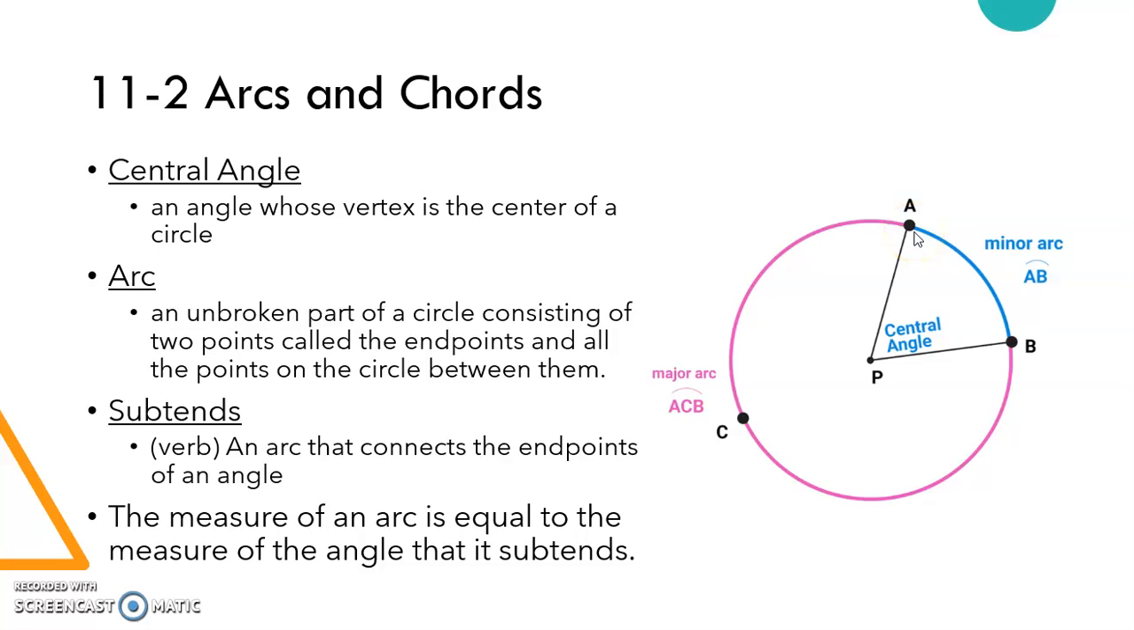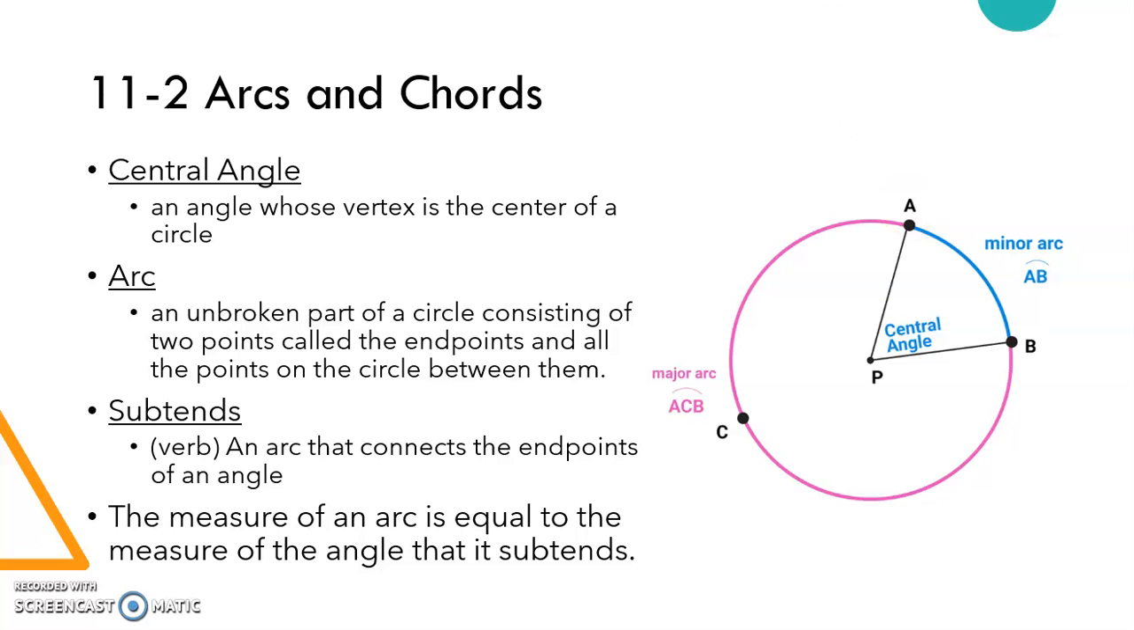Now, there is a verb that we use to describe what an arc does. It subtends an angle. It's a very special verb that just means that this arc goes over this angle. Okay, now the last fact about an arc is that the measure of the arc is equal to the measure of the angle that it subtends. So if this angle was 45 degrees, this arc would be 45 degrees. We measure them in degrees. Okay, so we're going to take a look at an example where we need to find arc lengths.